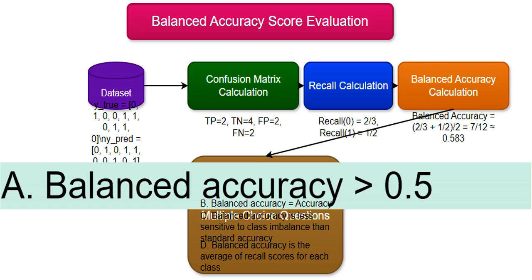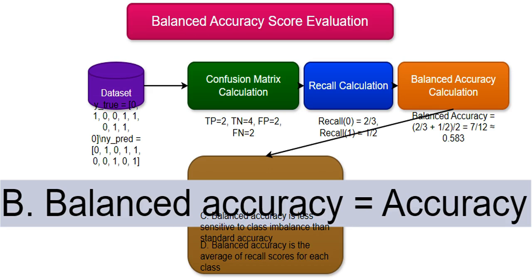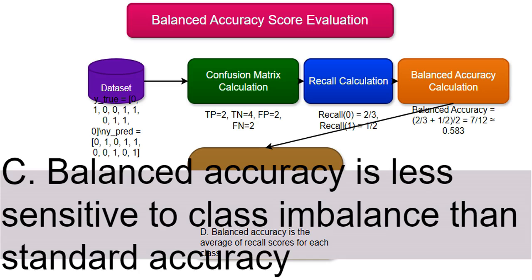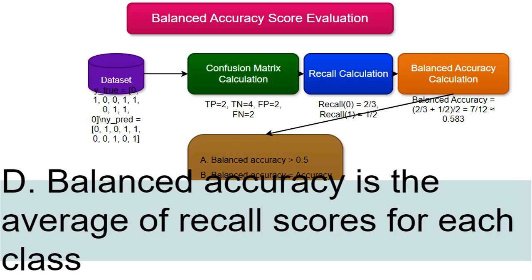Since the balanced accuracy is approximately 0.583, it's greater than 0.5. This statement is true. The standard accuracy is 6/10 equals 0.6. My balanced accuracy is different, so this statement is false. Balanced accuracy is designed to be fairer when classes are imbalanced, making this statement true. That's exactly how I calculated it, so this is true.